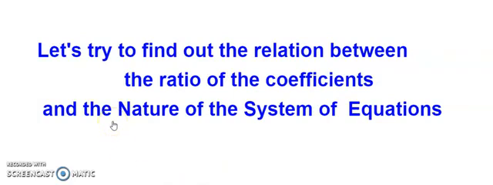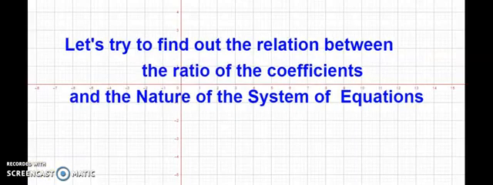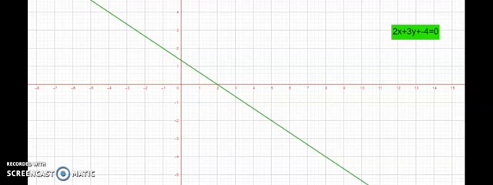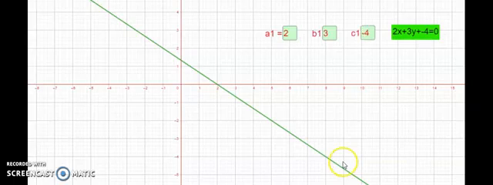Let us try to find out the relation between the ratio of the coefficients, which we have just seen, and the nature of system of equations today. Consider the linear equation 2x plus 3y minus 4 is equal to 0. It is a straight line. Now let us just note down the coefficient of x. Here in this case it is 2. The coefficient of y is 3 and the constant here for this equation is minus 4.